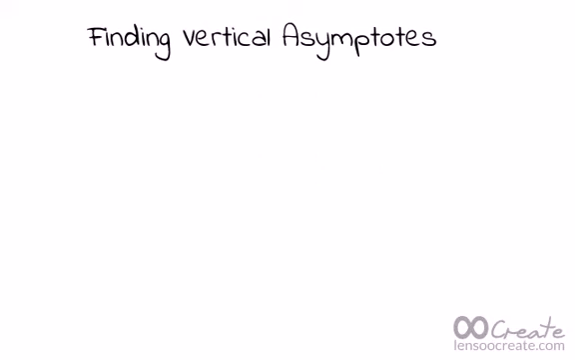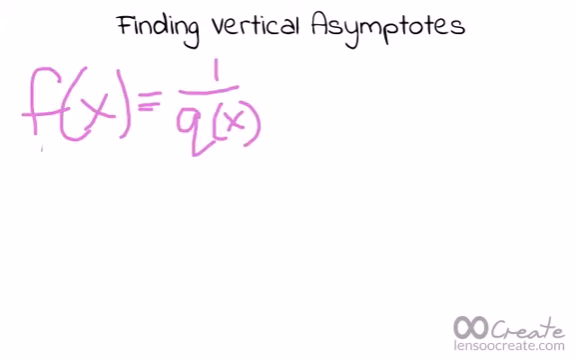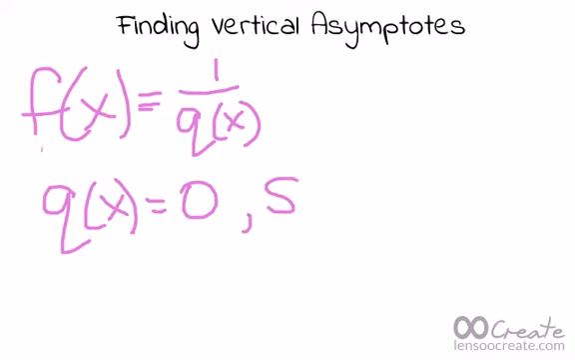So let's recap. How do we find vertical asymptotes of rational functions? They're the values that give you 0 in the denominator. So I take any rational function. I wrote my general rational function as f of x equals 1 over q of x. I take the denominator, q of x, whatever that polynomial function is, I set it equal to 0, and then I solve for x. This will give us our vertical asymptote.